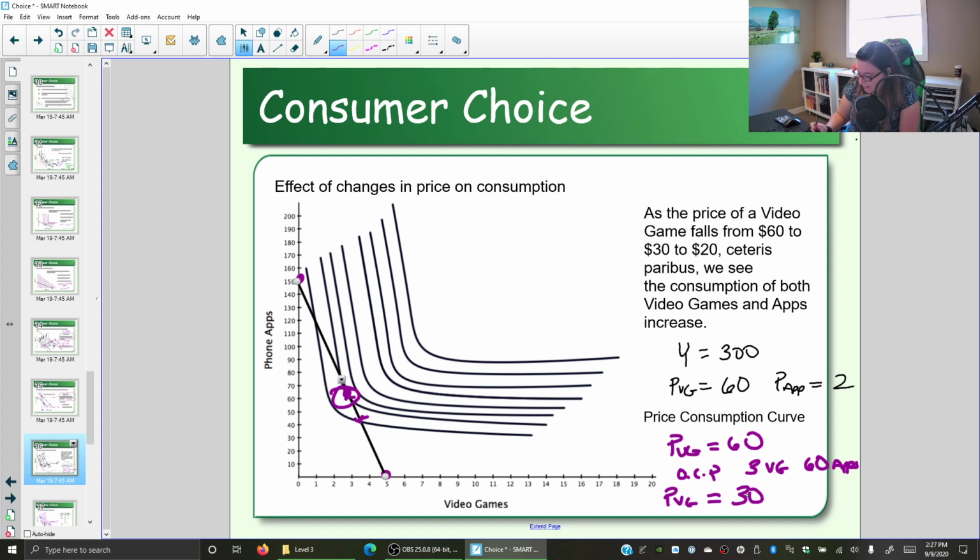So let's add in our new budget line. Our income is still $300, but video games are now $30 and apps are still $2. So if we spend all $300 on video games at $30 a piece, we can now afford 10 of them, right? Because they're half price, so now we can get twice as much. And if we spend all $300 on phone apps, we're still getting 150 phone apps. So let's add in that budget line.